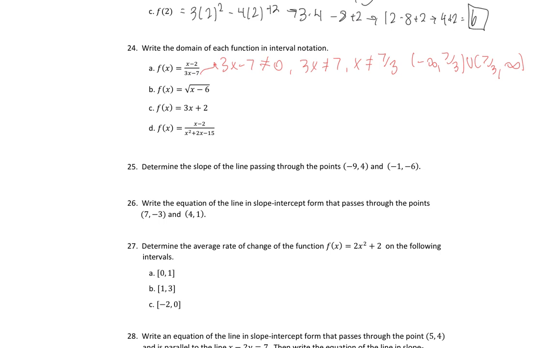For square roots, we need the inside of a square root to not be negative. So it means that x - 6 has to be greater than or equal to 0. So x has to be greater than or equal to 6. So our domain is everything bigger than or equal to 6. So 6, comma, infinity. And that is our domain.